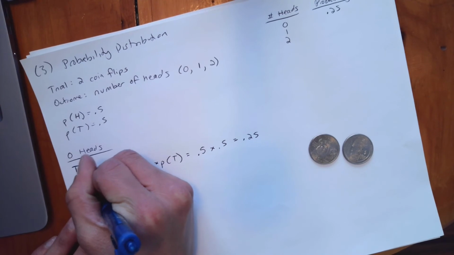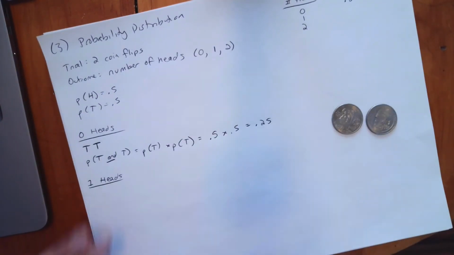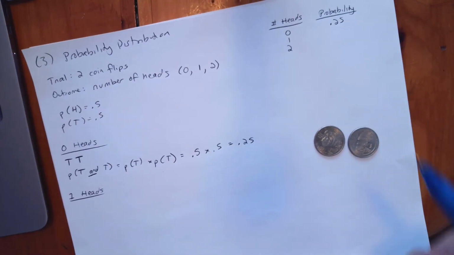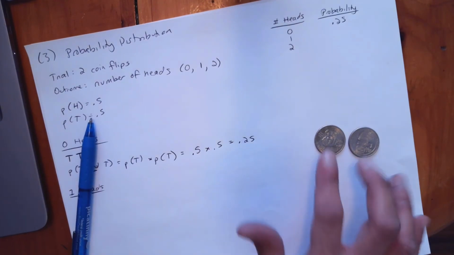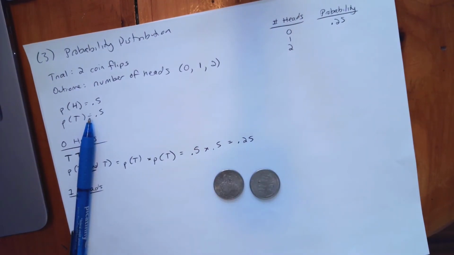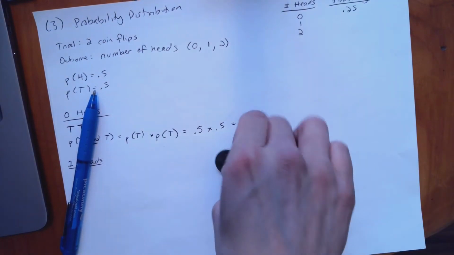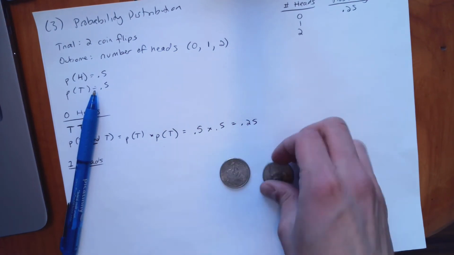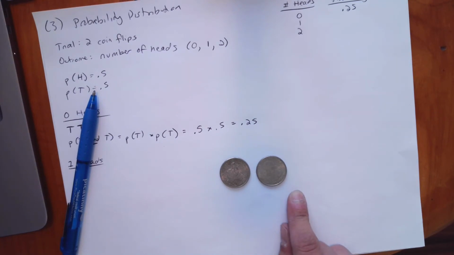How about one head? Alright, so the next slot in our probability distribution that we're making is one head. And if you're flipping two coins, there are two different ways to come up with one head. I don't know what the right way to say that is. One option is that your first coin is heads and your second coin is tails. The other option is that your first coin is tails and your second coin is heads.